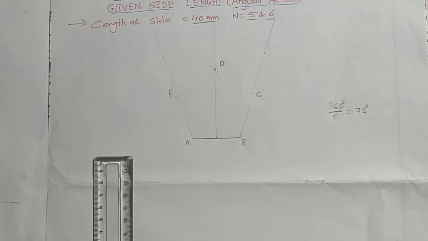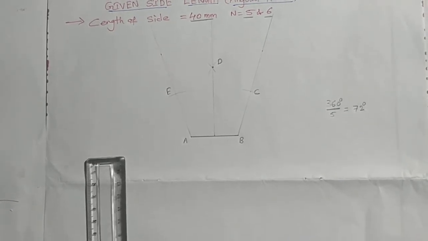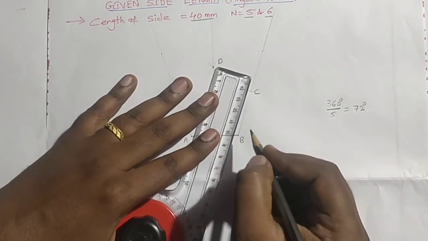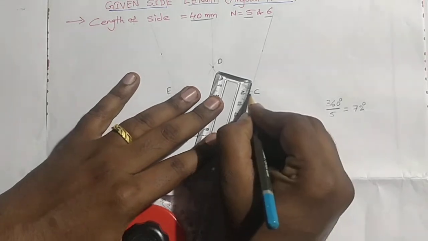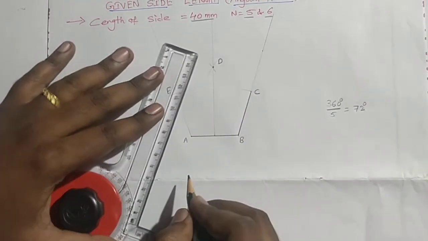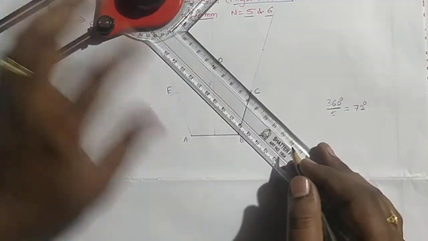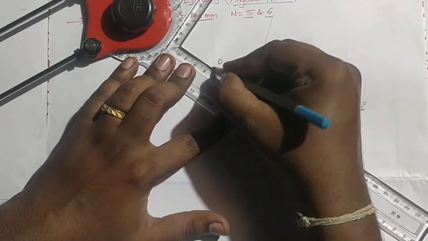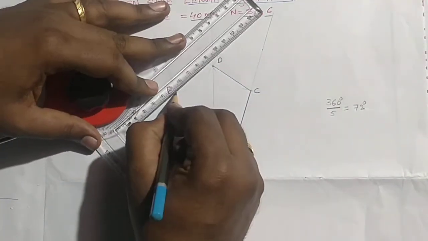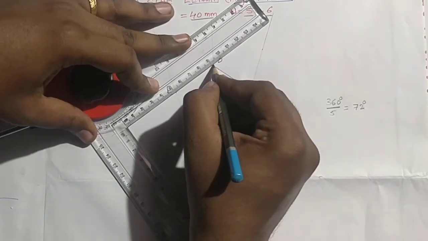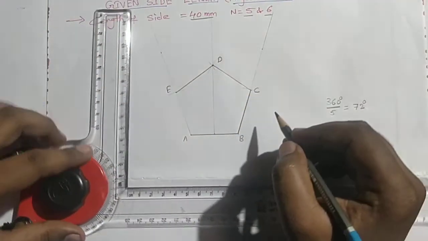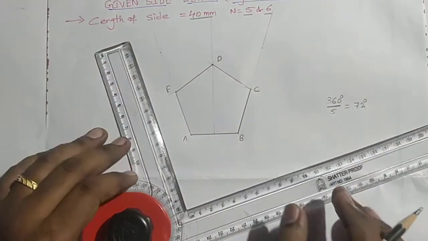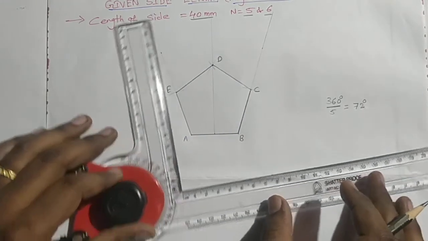For a pentagon, we need 5 corners. Next, join all the corners by using a scale: B, C, next C, D, next D, E, next A, E. Now we got the required pentagon by using the angular method.